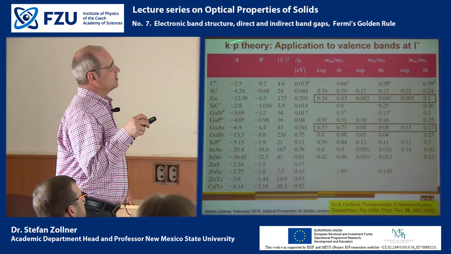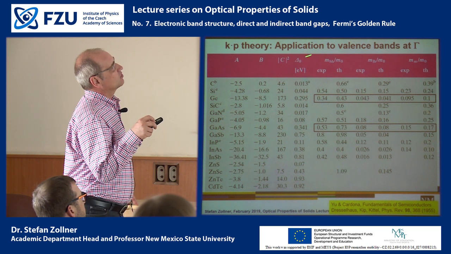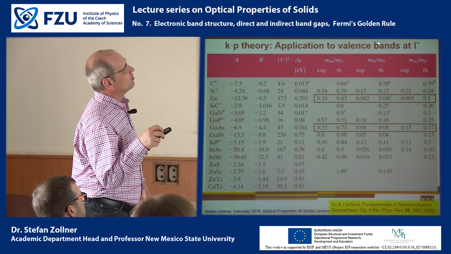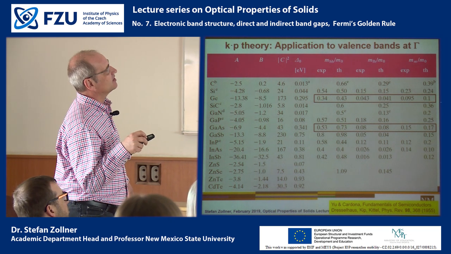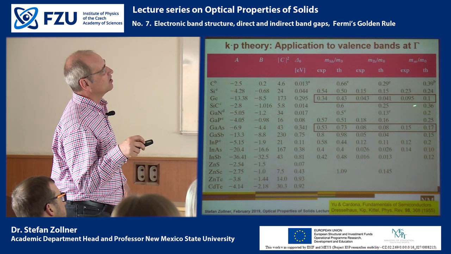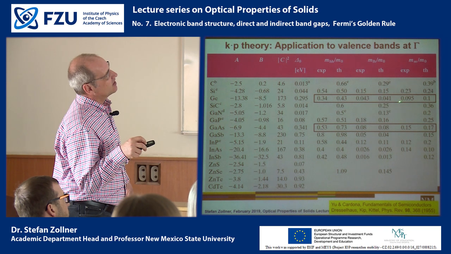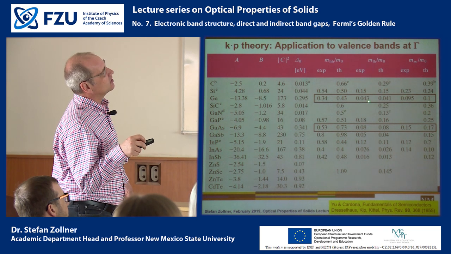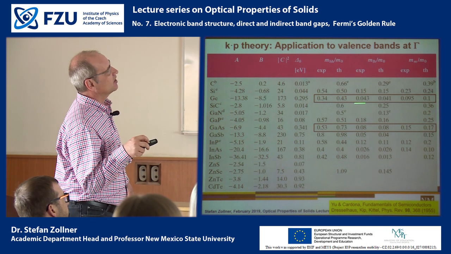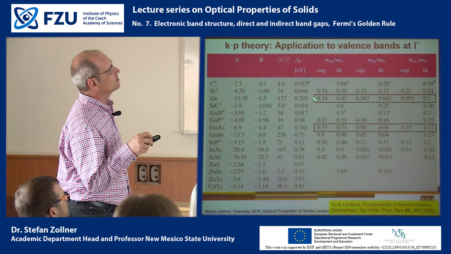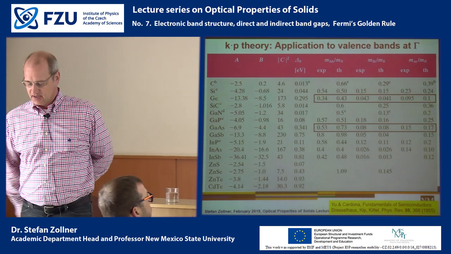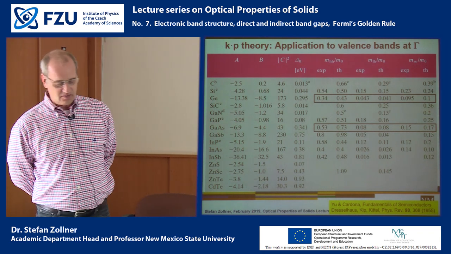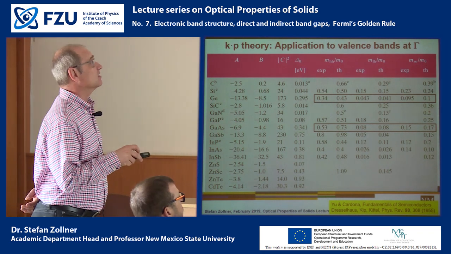And then using these parameters A, B, and C squared, the heavy hole, light hole and split off hole parameters were calculated and compared with experiments. And you see that it works quite well for the split off mass. It also works well for the light hole mass, but getting the heavy hole masses is much harder.